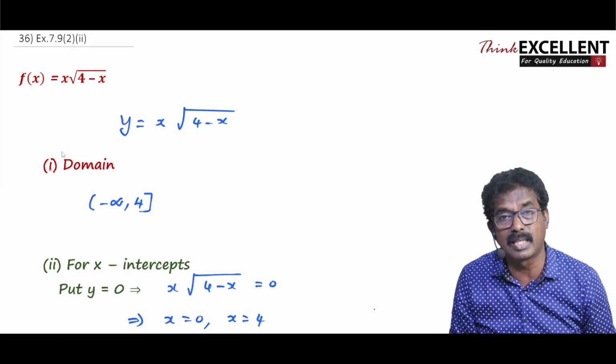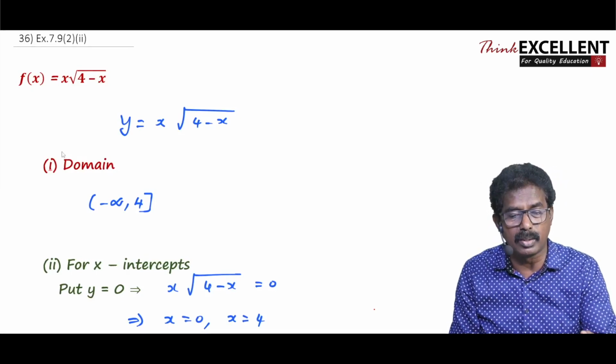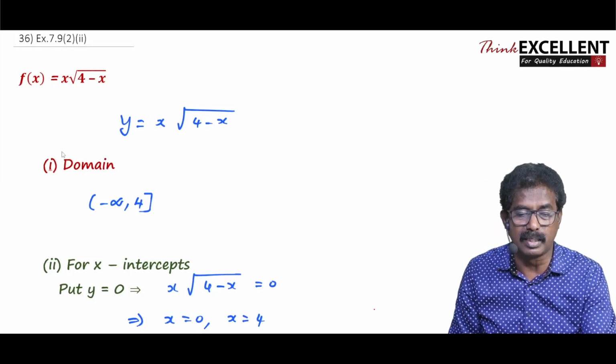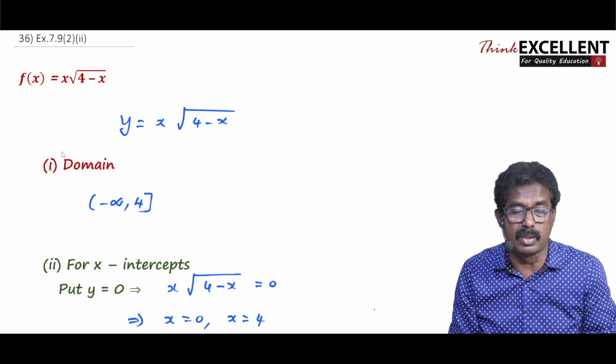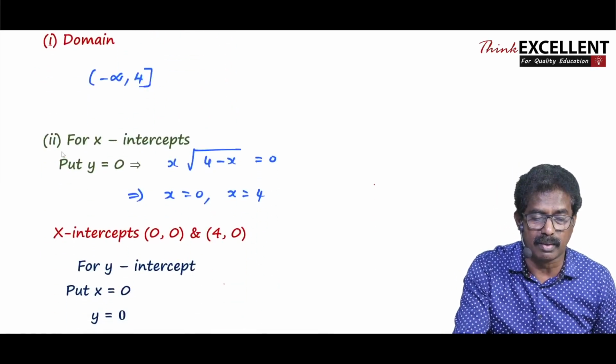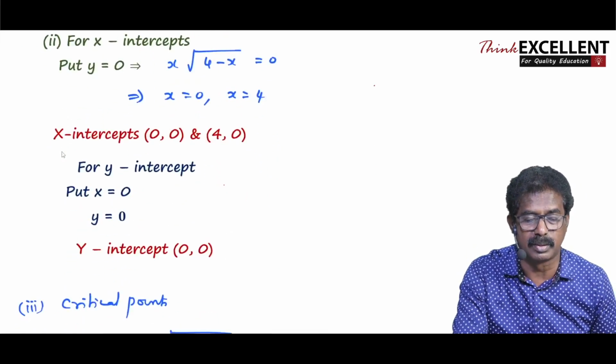How can you find the x intercept? You put y equal to 0. Y equal to 0 gives you 0 and 4. Correct? 0 and 4 are the x intercepts. How do you find the y intercept? Put x equal to 0. Then y equal to 0 comes. So you can find the x intercept and the y intercept.